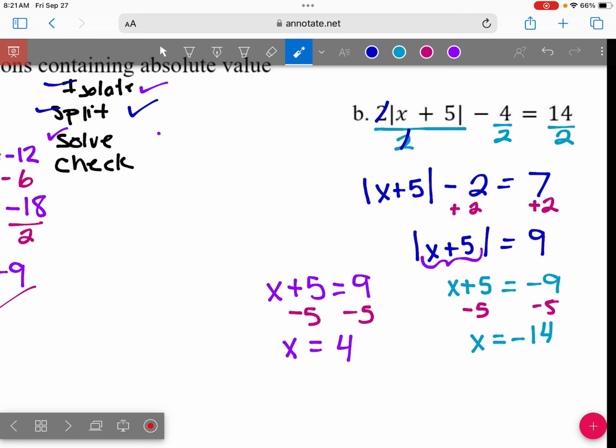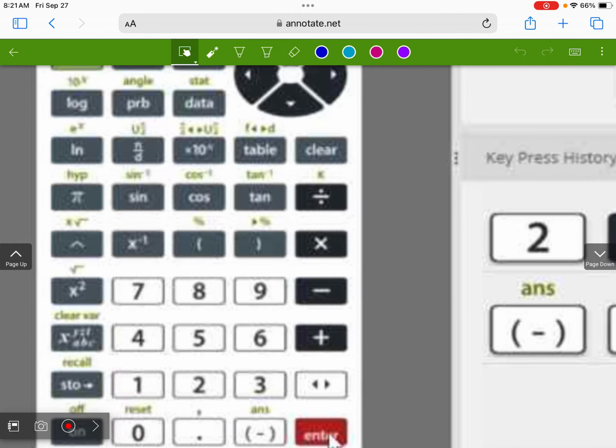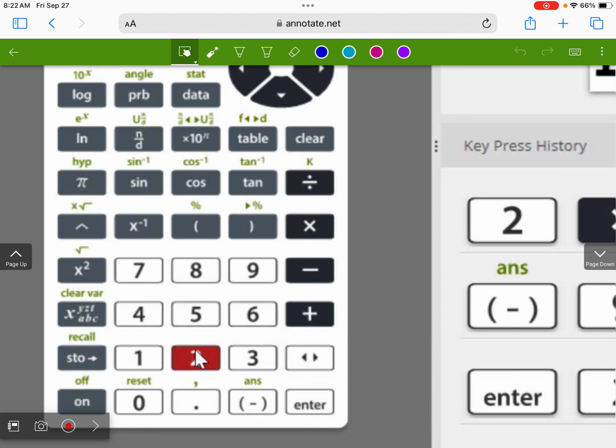All right, so on my 2 times absolute value of x plus 5 minus 4, and we're going to start with our x equals positive 4. In my calculator, I'm going to do my absolute value part first. My 4 plus 5, that's a positive 9. So inside the absolute value, I have a positive 9. So then we can do 2 times 9 minus 4.